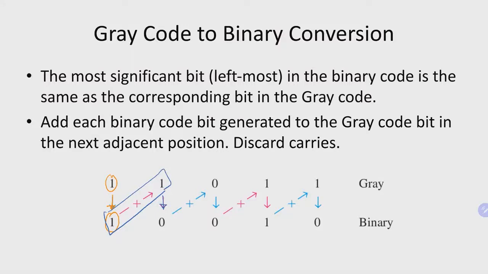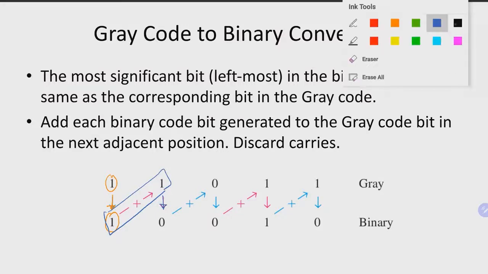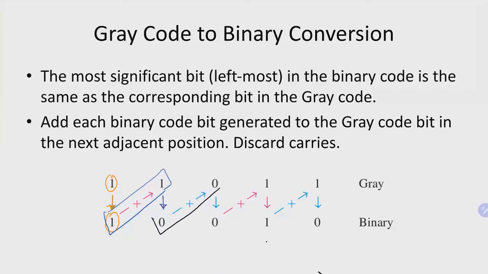And then we repeat that, and that gives us this. And then go down the list until you reach the least significant bit. Again, the same thing, we're going to discard the carry if there is one. Okay, so that's converting from gray code to binary.